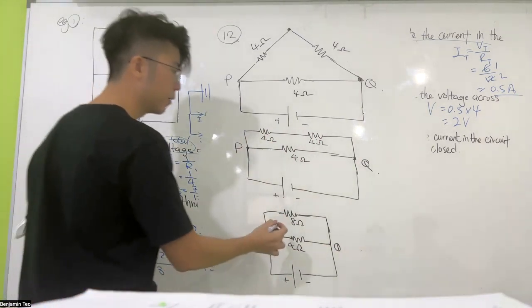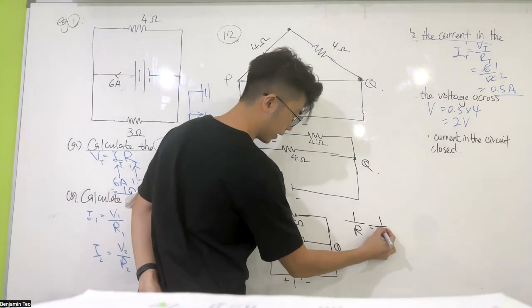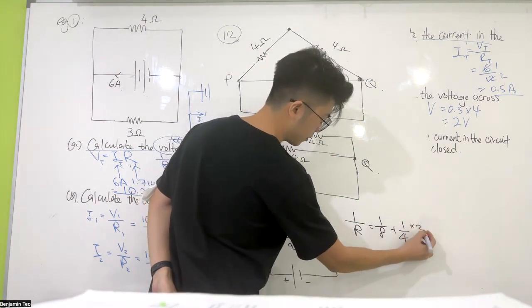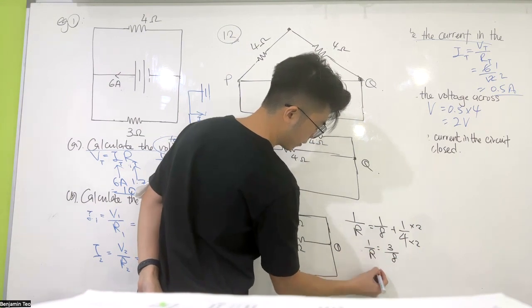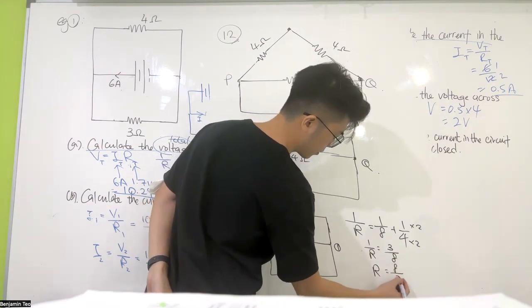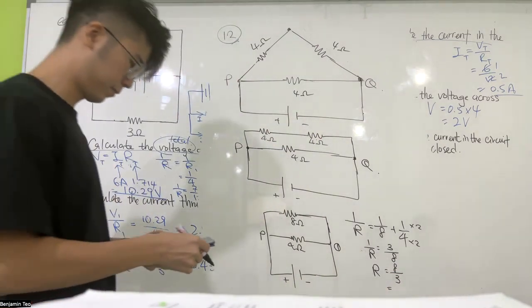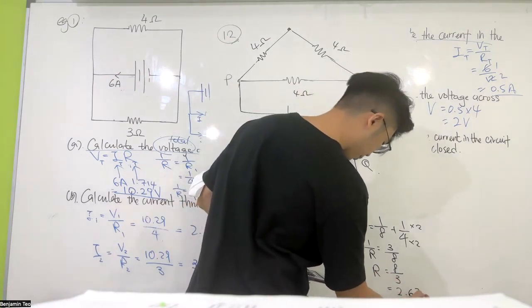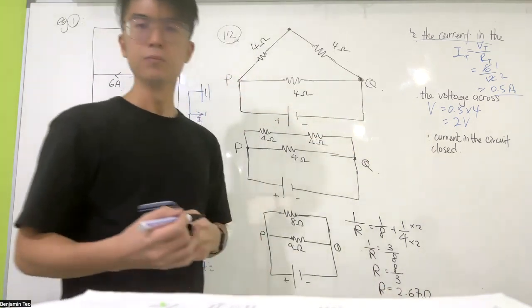But you have to do it in parallel. 1 over R equals 1 over 8 plus 1 over 4. Sum over, R equals, 2.67 ohm. This is what I'm saying.